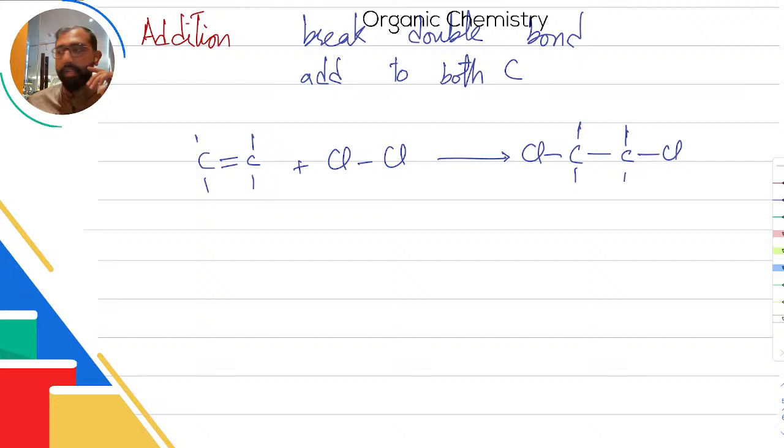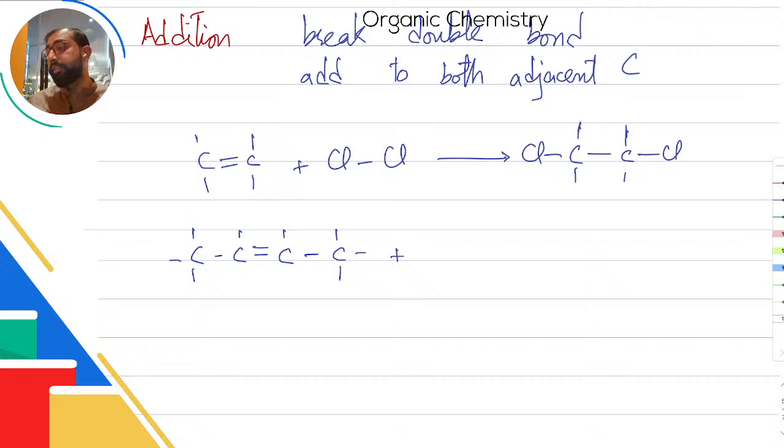Let's try one more thing. But these carbons, by the way, have to be adjacent. Why? Because they are the ones that had the double bond, right? So you're breaking the double bond there. Let's try with a larger molecule. Let's suppose I have four carbons like that. And now let's say I add bromine.